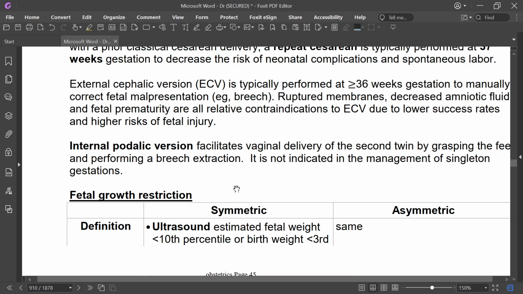External cephalic version is typically performed at or after 37 weeks of gestation to manually correct fetal malposition.